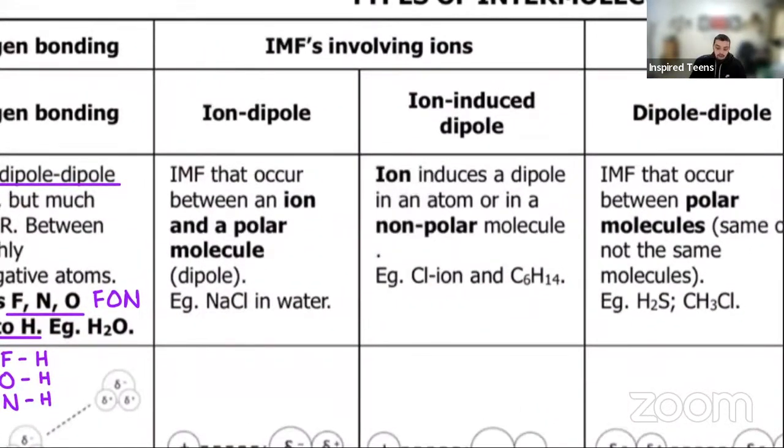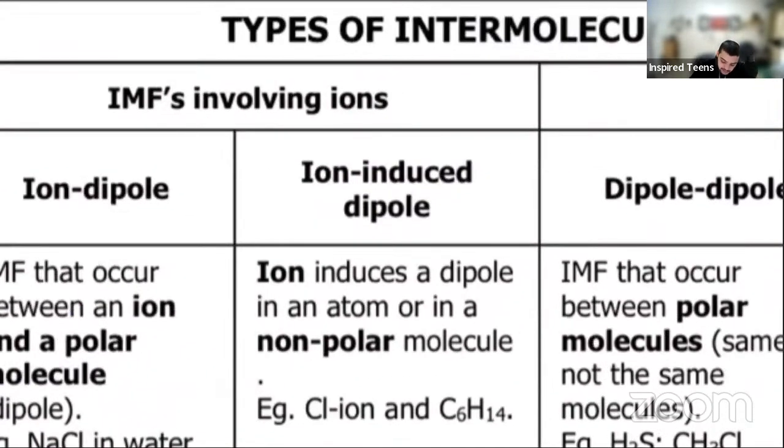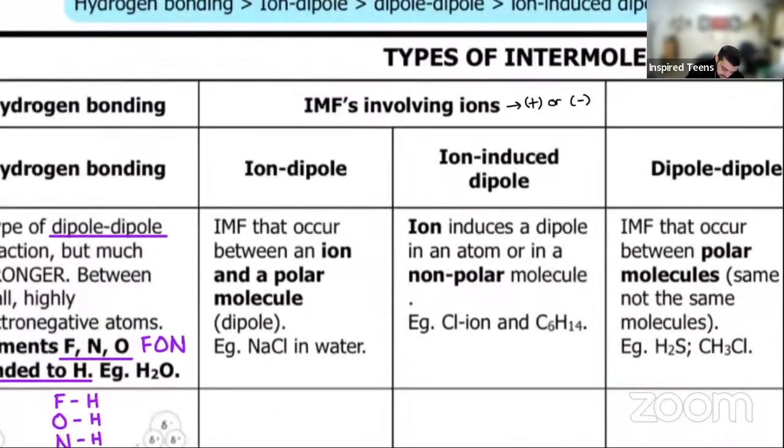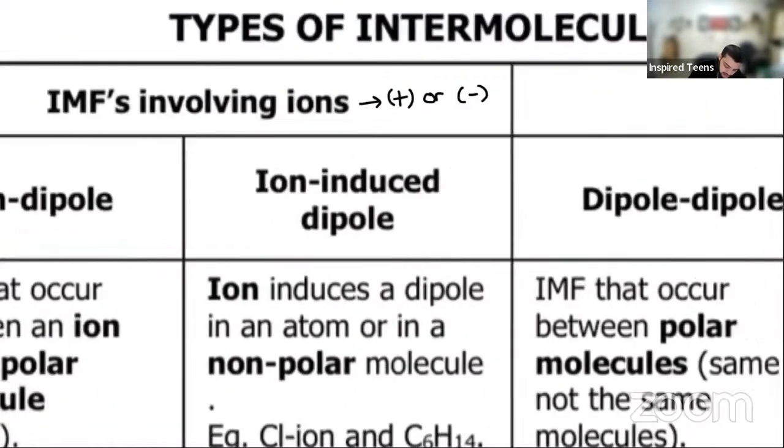Intermolecular forces involving ions. Now, what are ions? Ions are simply positively or negatively charged elements or compounds. We call them positive or negative ions. An example is the ion of hydrogen, H+.